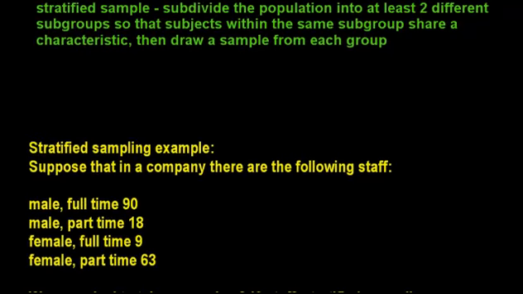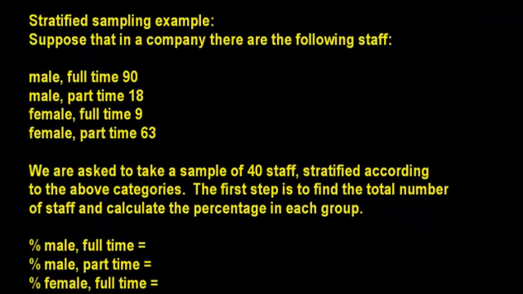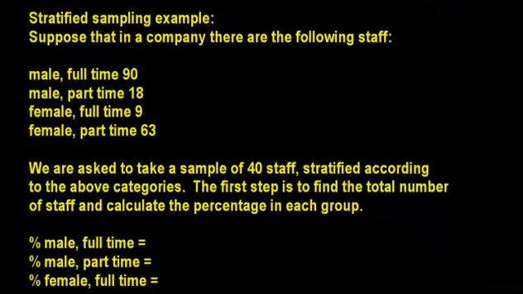So this one involves a company where we have the staff subdivided into these groups. So we have 90 full-time males and 18 part-time males, 9 full-time females, and 63 part-time females. So say we want to get a sample of 40 of these employees, and we have divided them up into these subgroups, and the characteristic they share is they're either male full-time or male part-time or female full-time or female part-time. So we have 4 subgroups here with that common characteristic.